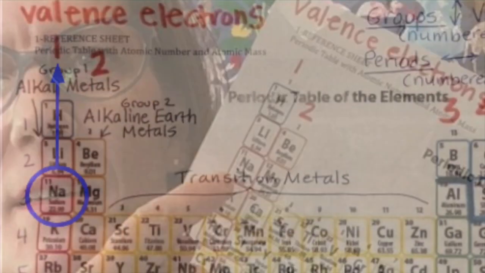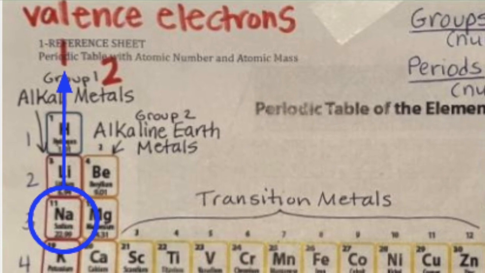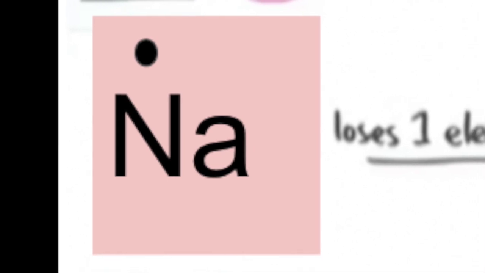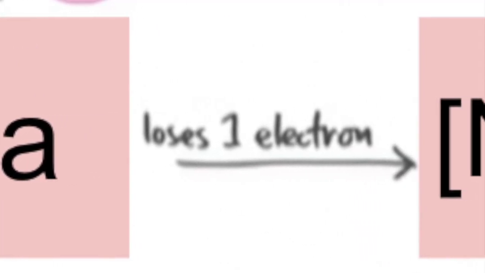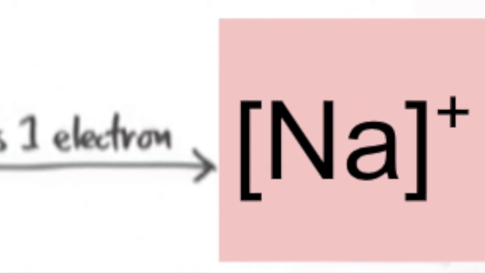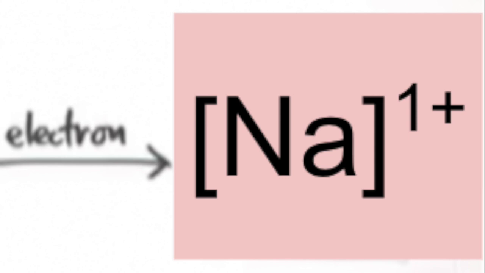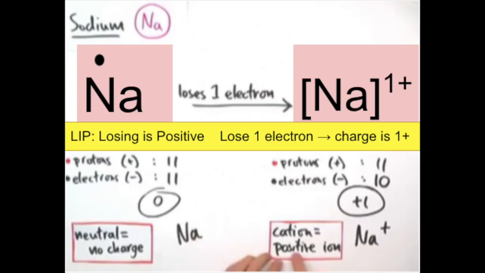I'm going to interrupt here because it's going to help us with our worksheet. Remember sodium being in group 1, it has one valence electron. Another way we could show this is a dot diagram. Here the dot on the left represents the one valence electron, and when it loses that electron, it becomes Na with a positive charge. The plus or 1 plus means the same thing. Here's that memory tip, LIP, L-I-P. Losing is positive. Lose one electron, charge is 1 plus, because you now have one more positive proton than electron.